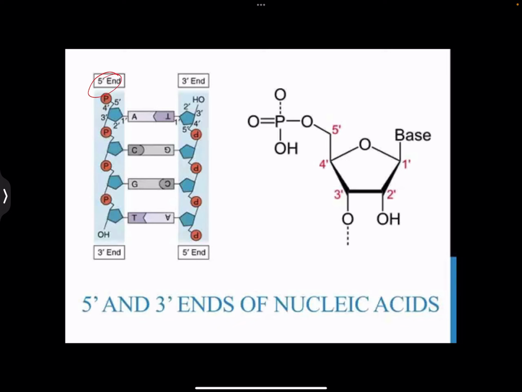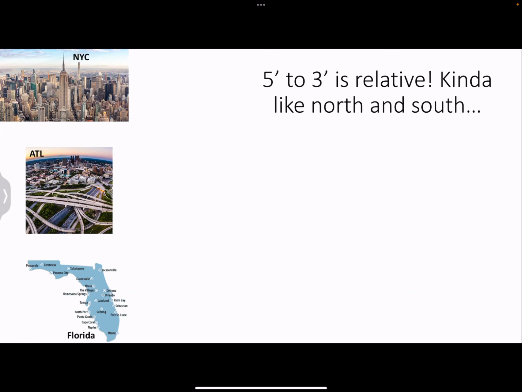Again, we have a 5' end and a 3' end, and now they run anti-parallel. So the 5' end will be on the bottom and the 3' end will be at the top. To really hammer it in, think of Georgia and Florida. Here we have Florida, here we have Georgia, and here we have New York City. Georgia is north of Florida, and yet it is south compared to New York. So something can be north and south at the same time.